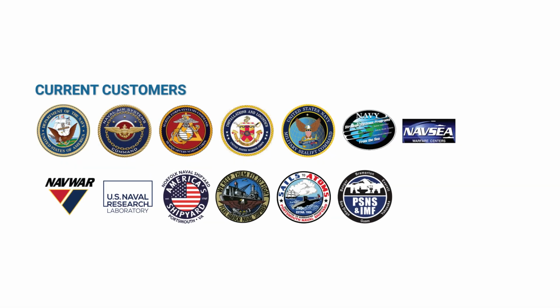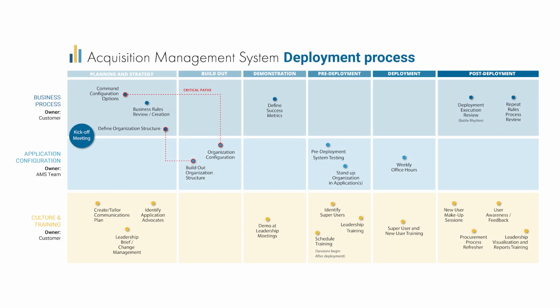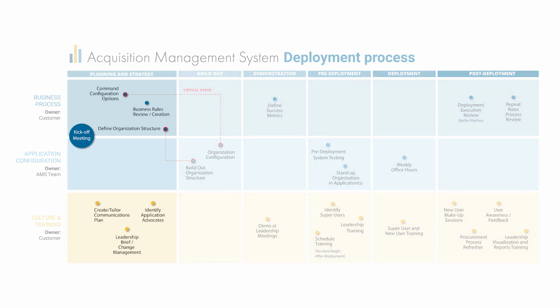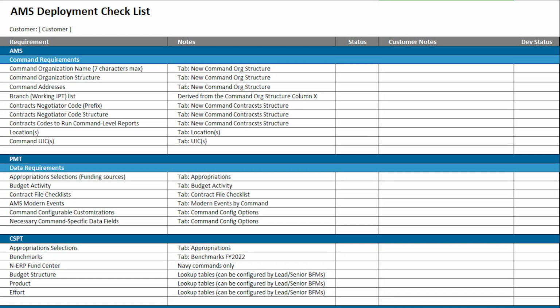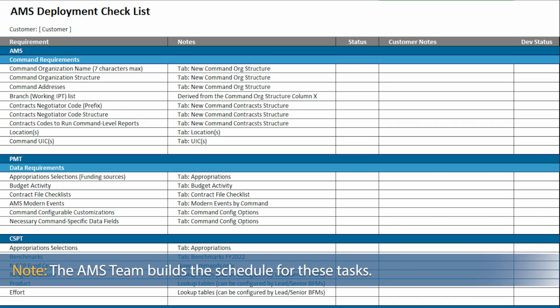Hi. Over the next few minutes, I will walk you through the AMS onboarding process for a new command or agency. The deployment process is broken down into 6 separate phases: planning and strategy, build out, verify, validate, and demo, pre-deployment, deployment, and post-deployment. Each deployment phase is important because it contains steps necessary for successful onboarding. Our deployment team will help guide you along every step of the process.